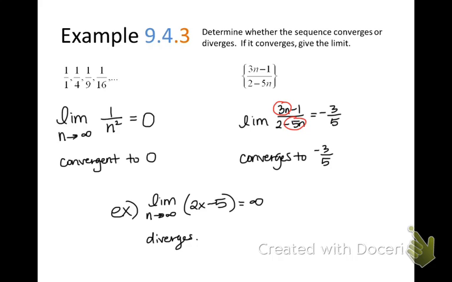Okay, any questions about finding limits of sequences and the convergent divergent stuff? Yes, Lauren? Do you need to say that it diverges to infinity, or is that just... No, you just say it diverges and that's it. Okay?